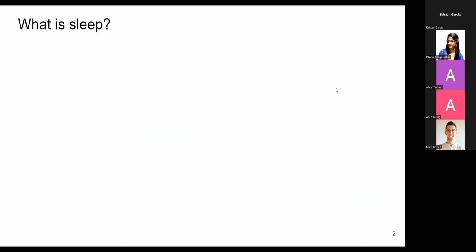So I first want to talk about what sleep is, which is a bit of a silly question because we all kind of know what sleep is. One definition I kind of like is something that graduate students probably don't get enough of, but for the sake of this talk and sleep researchers out there, I'll define it a little bit more rigorously.